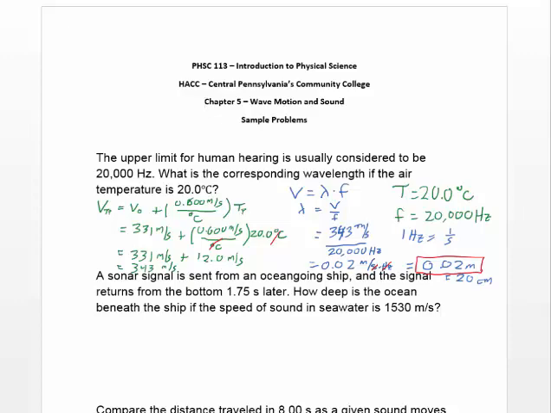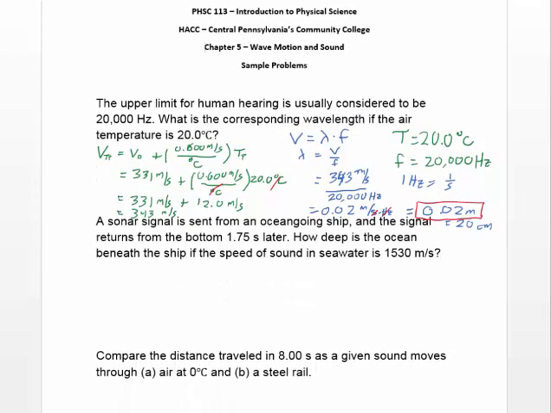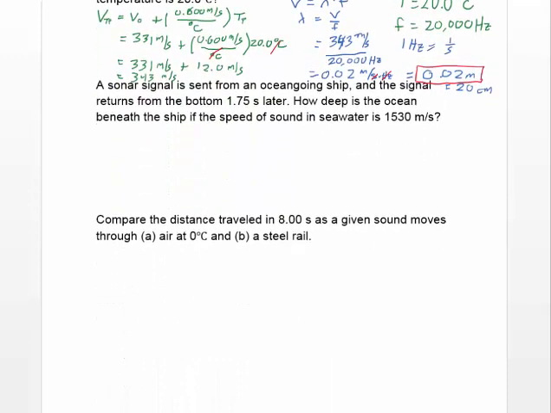That is the upper limit for what humans can hear. So now our second problem states that a sonar signal is sent from an ocean-going ship, and the signal returns from the bottom 1.5 seconds later. How deep is the ocean beneath the ship? And we're given the speed of sound in seawater. So we will write down what we know. We know the time is 1.75 seconds for that signal to return. We know that the velocity is 1,530 meters per second. And now we want to find the distance.